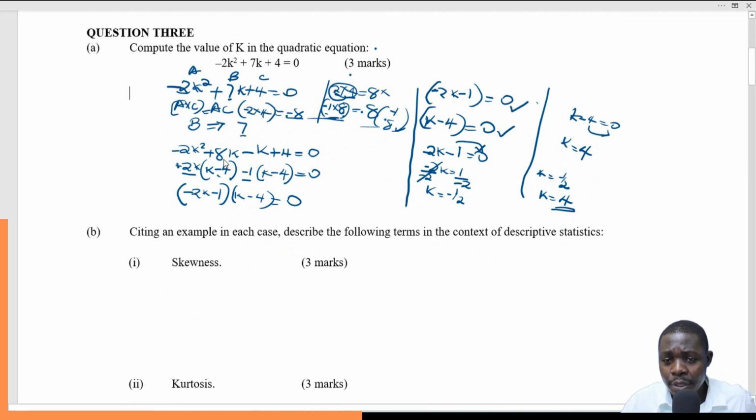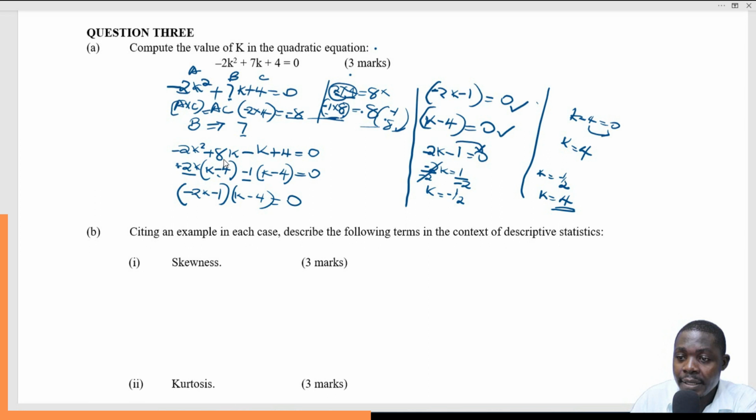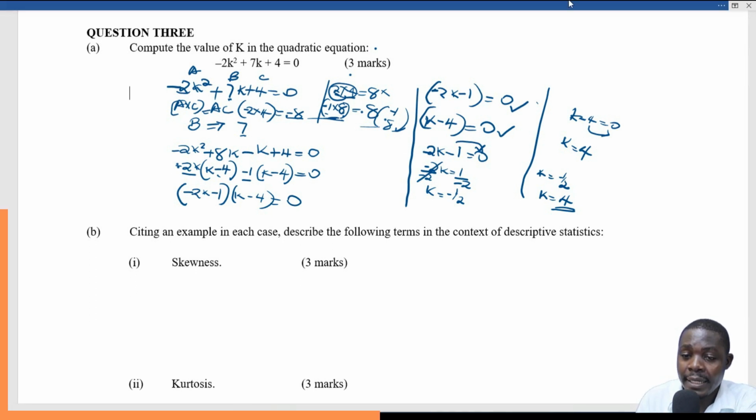Then we have question number 2. It reads, citing an example in each case, describe the following terms in the context of descriptive statistics. Number 1, we have skewness, and number 2, we have kurtosis. Now you ask yourself, what is skewness? Because in this case, you are meant to describe the term skewness. I said that skewness is a measure of asymmetry.